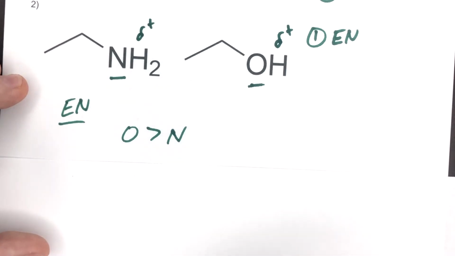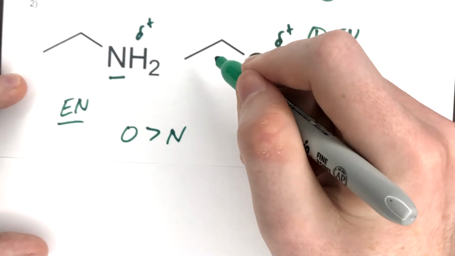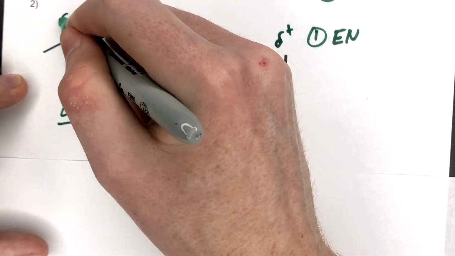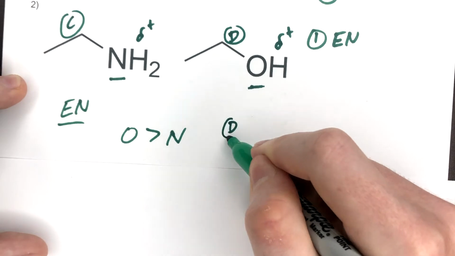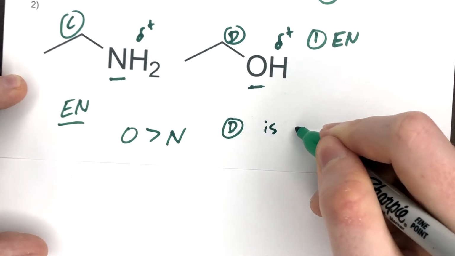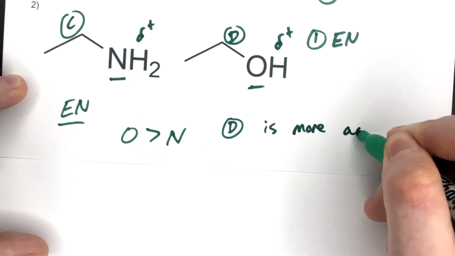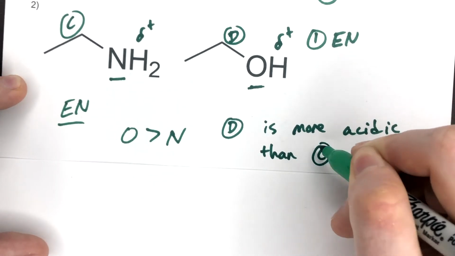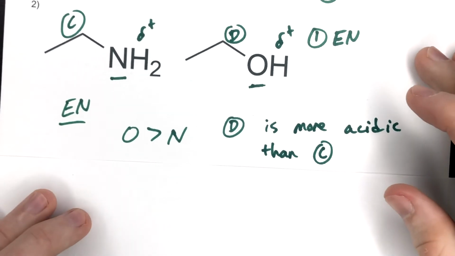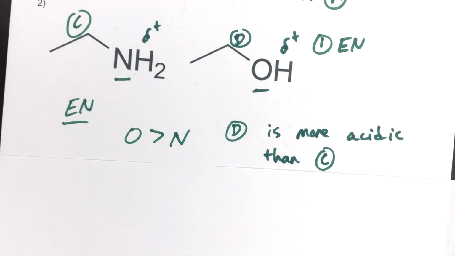So right away that tells us, let's call this C and D to make it different from the previous question, that D is more acidic than C. And again, you can say D would have a lower pKa than C. Now, we can go through all the other factors, just to be complete.